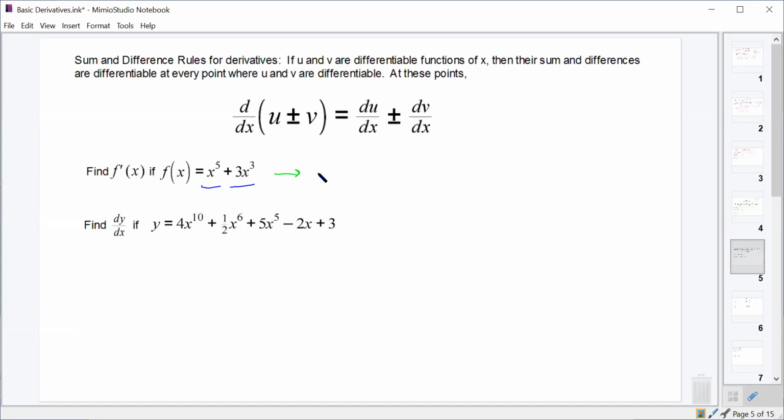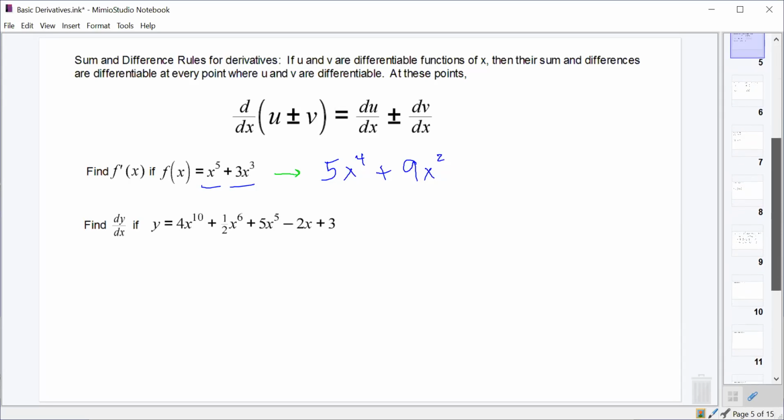What's the derivative of x to the 5th? Should be 5x to the 4th. And what's the derivative of 3x cubed? Should be plus 9x squared. Good or no? Good. All right. What about this one?